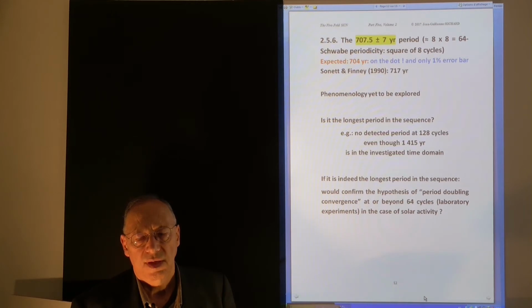If this was the case, it would confirm the hypothesis from theoretical physics, independently from any astrophysics or solar physics, that the physical phenomenon of period doubling, which is known in several other fields of physics, ends at 64 cycles or somewhat beyond. This was found in a couple of laboratory experiments, and maybe perhaps also the case for solar activity.